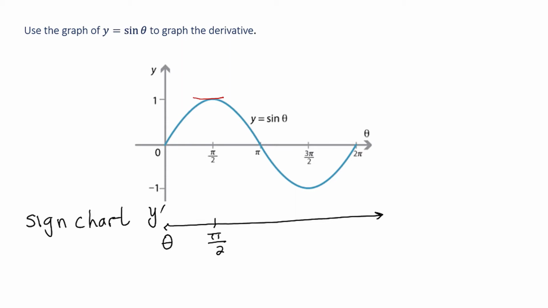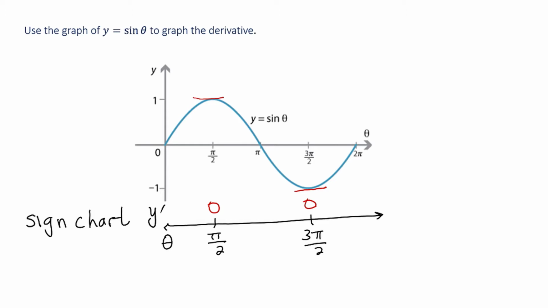Where you have a horizontal tangent line, the derivative is 0 because the slope of a horizontal line is 0. We do this again at 3 pi over 2. We have a horizontal tangent line. The slope of a horizontal line is 0. Slope and derivative are the same, so we have 0 there.